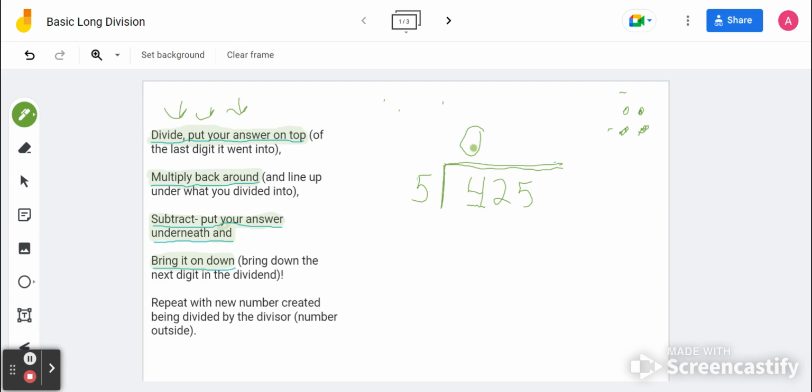So divide, put your answer on top, multiply back around. The digit we just figured out, we're going to multiply back by 5. We get 0. You place it under the digit that you're dividing into. Line up under the digit that you divided into. Subtract, put your answer underneath and bring it on down.